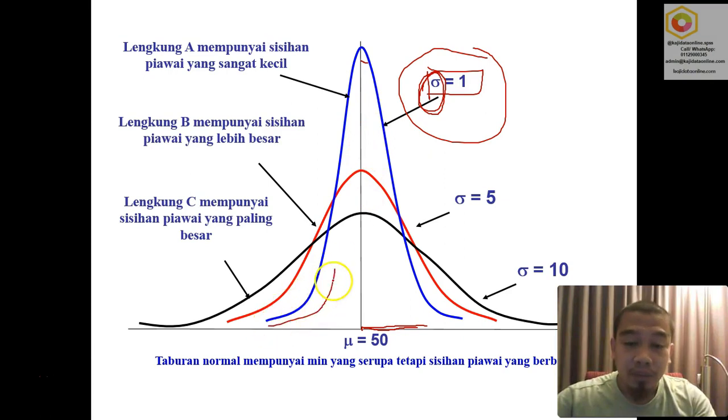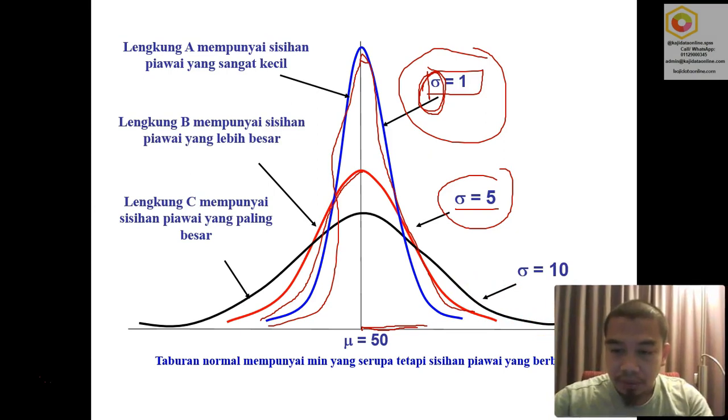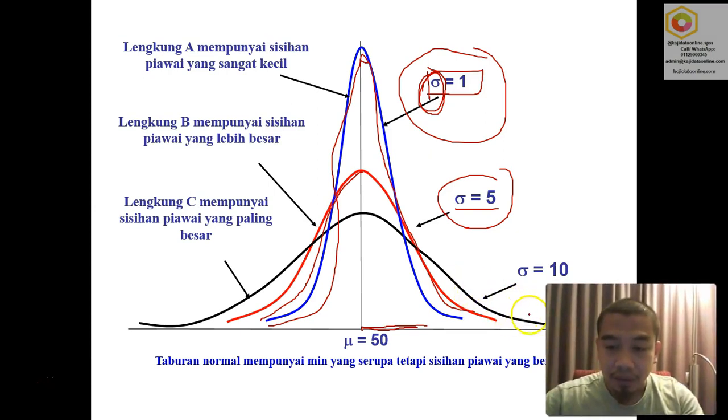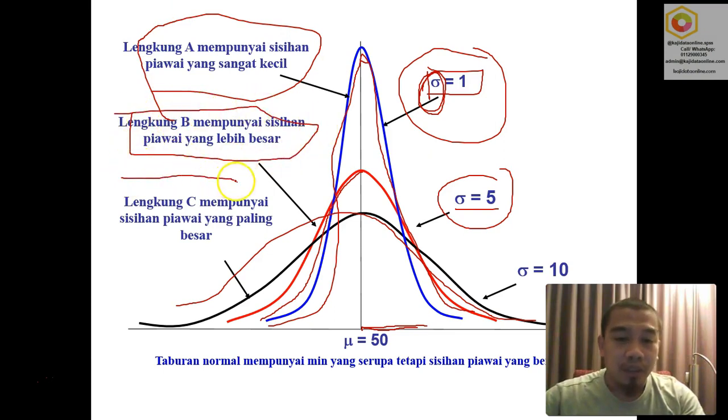So we can see the tabulation has the highest peak as compared to the next one, which will be the standard deviation of 5. So the standard deviation of 5 will be the lower one, and then last but not least is the standard deviation of 10. The standard deviation of 10 indicates that it's much more flattened as compared to the standard deviation of 1. So you must understand that each of these curves is represented by the shape of it. Even though it is called normally tabulated, you must also understand the peak.